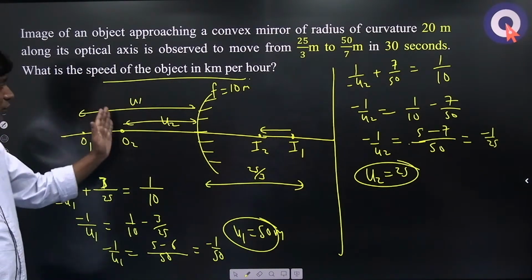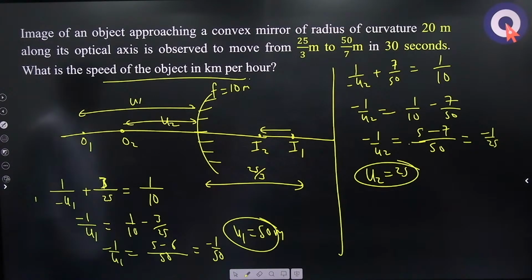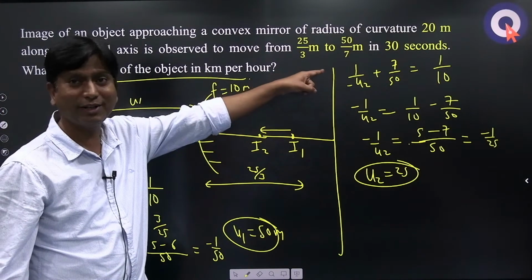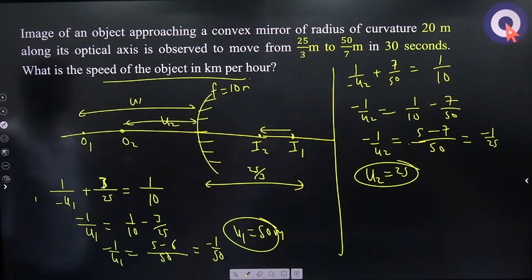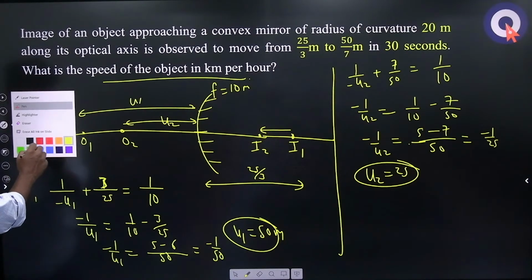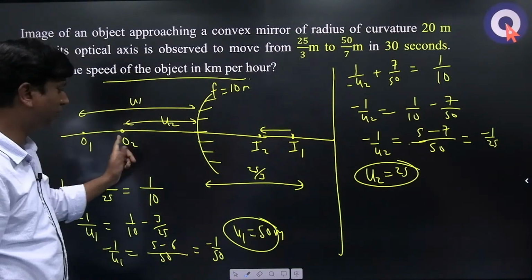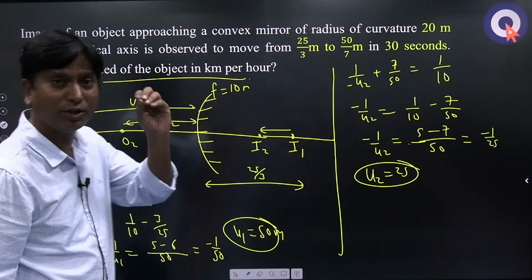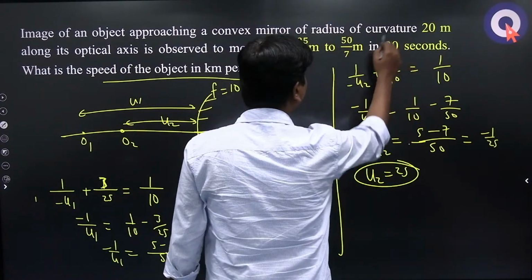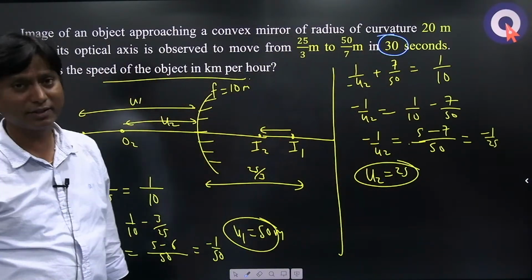So the object has moved from 50 to 25, which means it has moved 25 meters. The time is 30 seconds, because the image is also moving in 30 seconds. So it has moved 25 meters in 30 seconds.